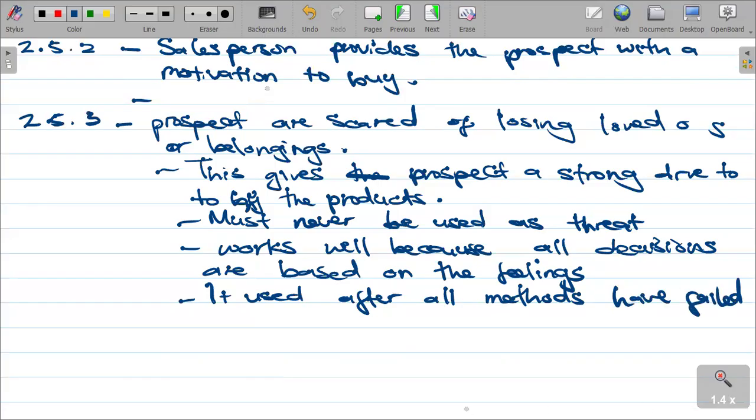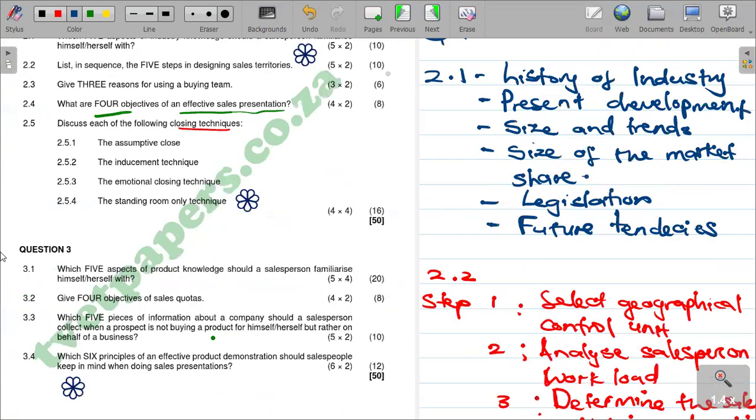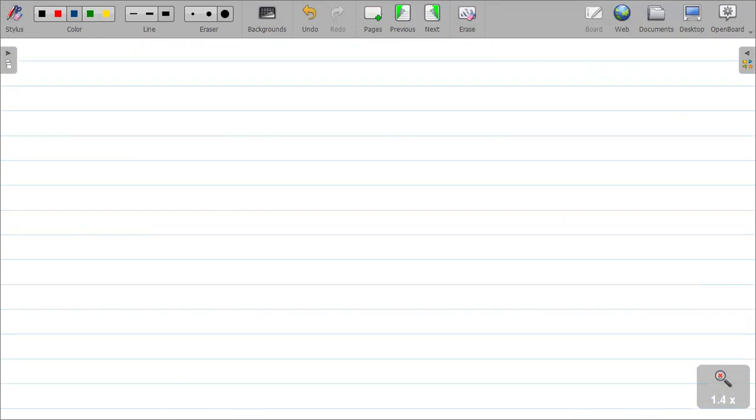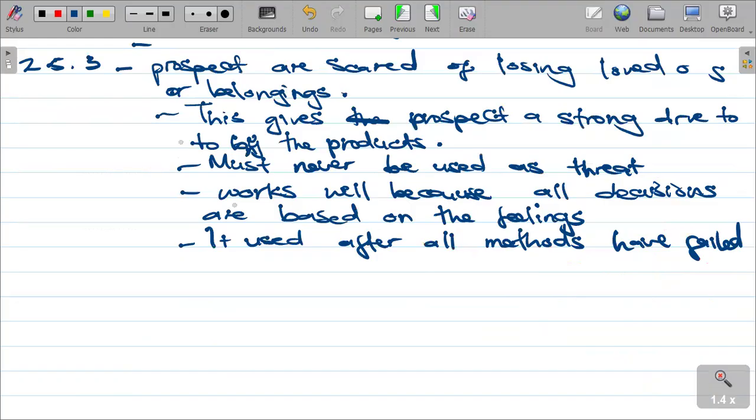Right. Let's go to 3.4. Sorry, 2.54, which is the standing room only technique. 2.54, standing room only technique.